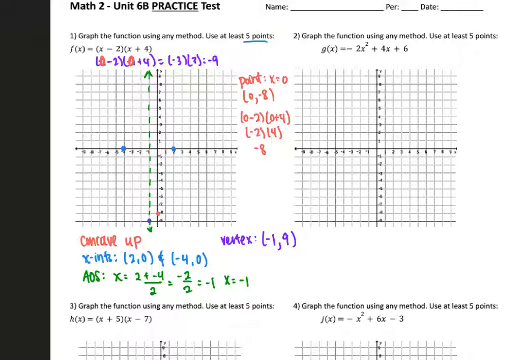And once I have that, I can reflect it over to get its symmetric point, which is going to be right here. And the coordinates of that point is going to be (-2, -8). So now that I have that, I can go ahead and connect my points and sketch my parabola.